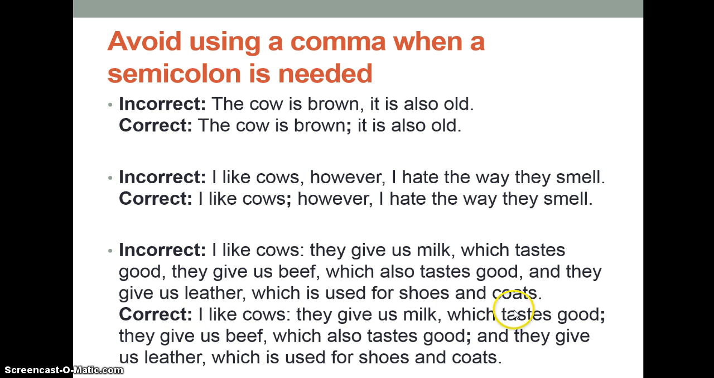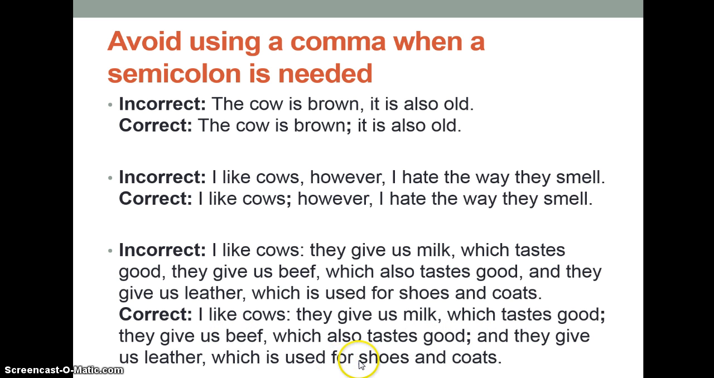I like cows. They give us milk, which tastes good; they give us beef, which also tastes good; and they give us leather, which is used for shoes and coats. Okay, so we're talking here about the milk and we're saying that it tastes good. There's a relationship in that we're still going back to the cows, but we're now moving on to something different. We've talked about the milk and told you that it tastes good, and now we have the semicolon. They give us beef, which also tastes good. We're still referring back to the cow, so we're still in the one sentence. We had a semicolon here to break up the milk and good, the beef and good broken up again, and then they give us leather.